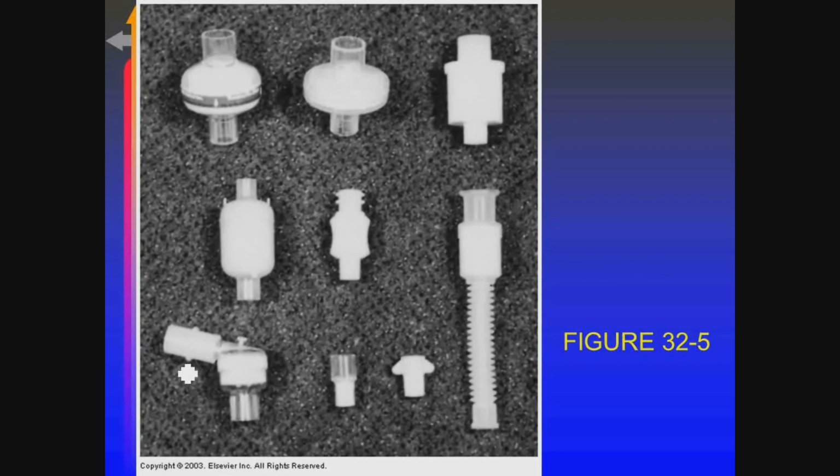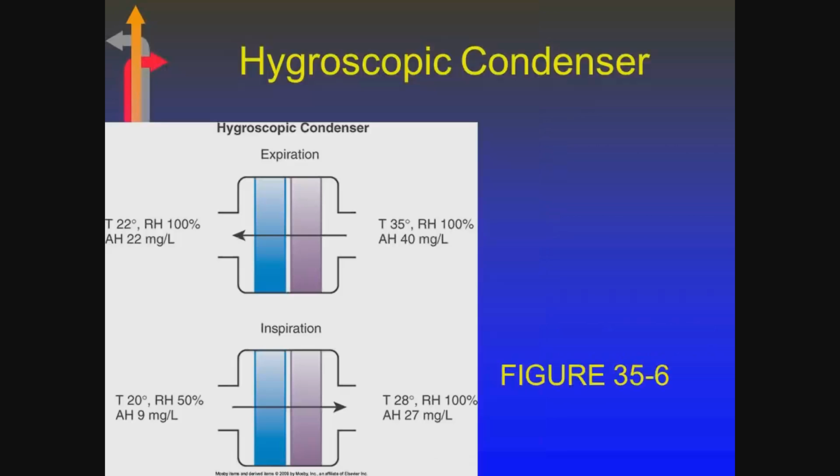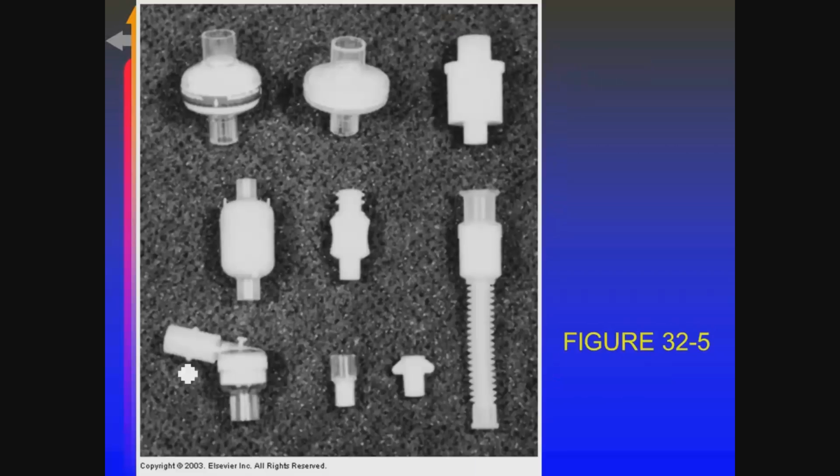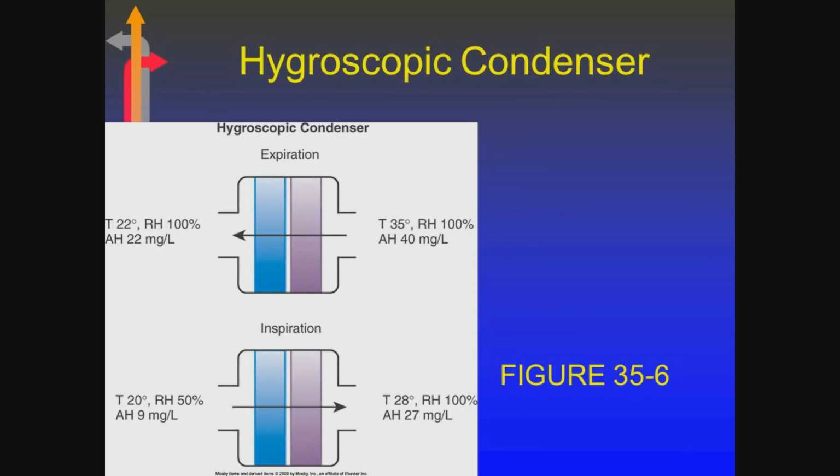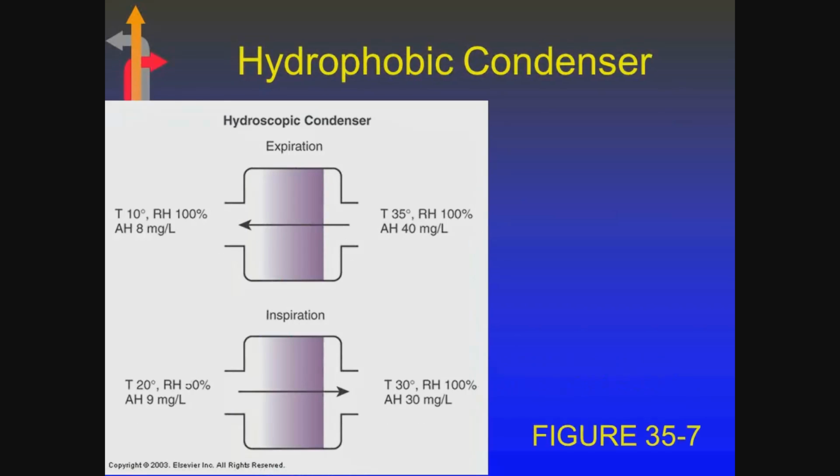Some of them are absolute crap. Some of them are halfway decent. Obviously, the ones that are halfway decent are a little bit more money. So that's why sometimes you see crap ones out there. Is that mechanical dead space? Yes. It goes between the Y and the patient. This is just showing the different types, the hygroscopic versus the hydrophobic. They both function in the same fashion that we retain.